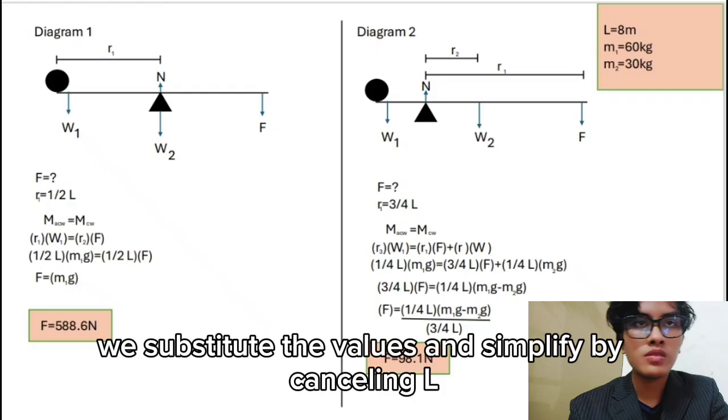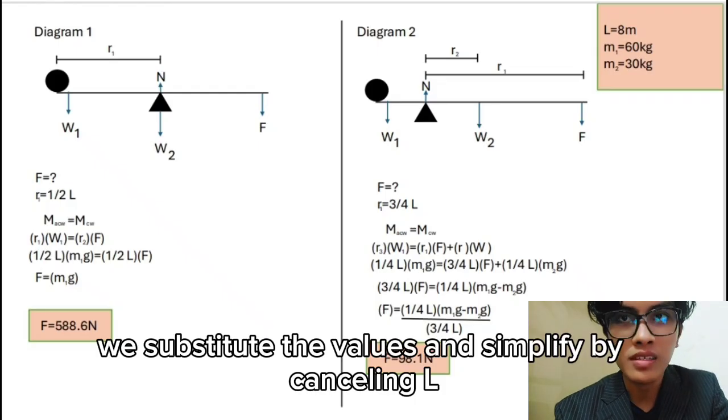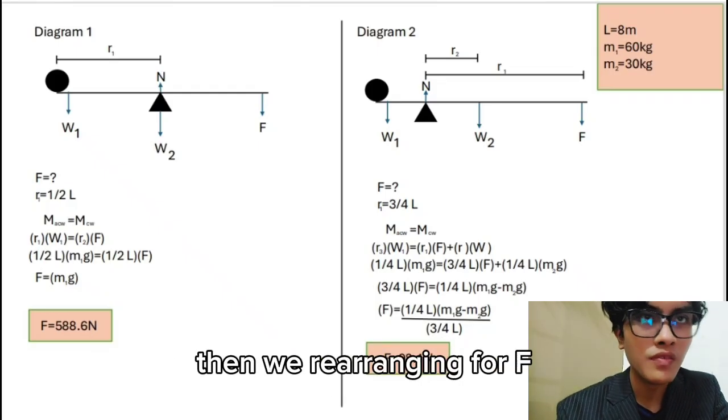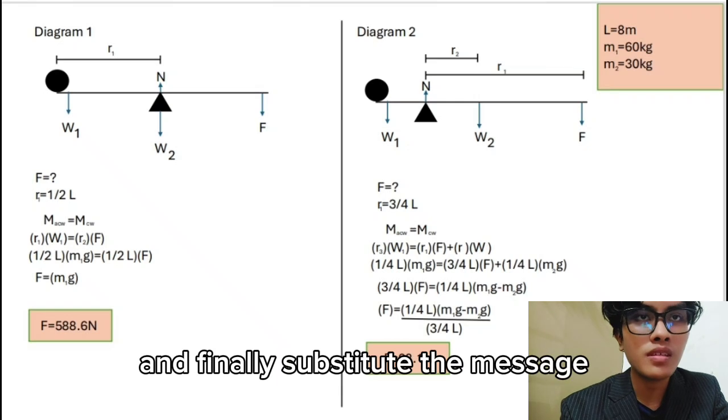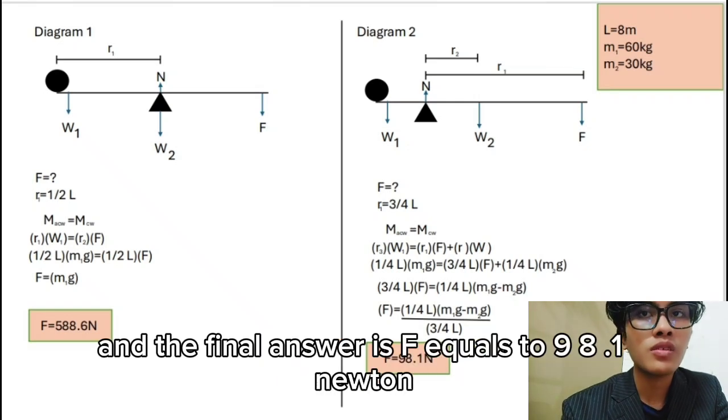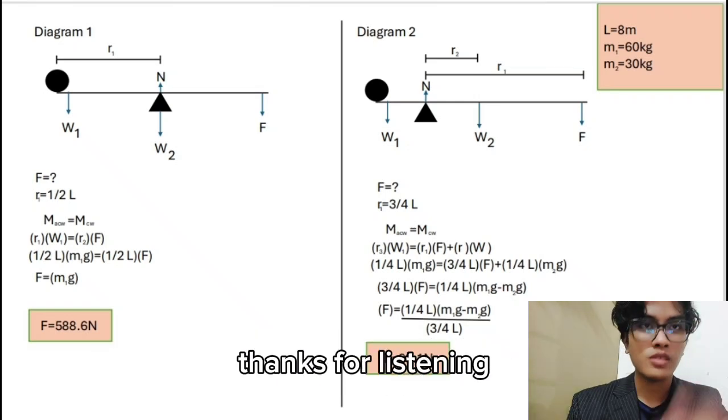Next, we substitute the values and simplify by cancelling L. And then we rearrange for F, and finally we substitute the masses, and the final answer is F equals 98.1 newtons. Thanks for listening.